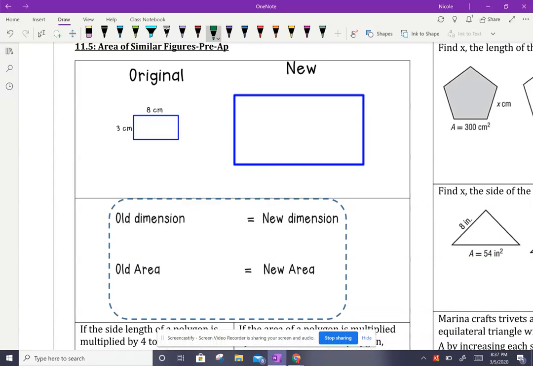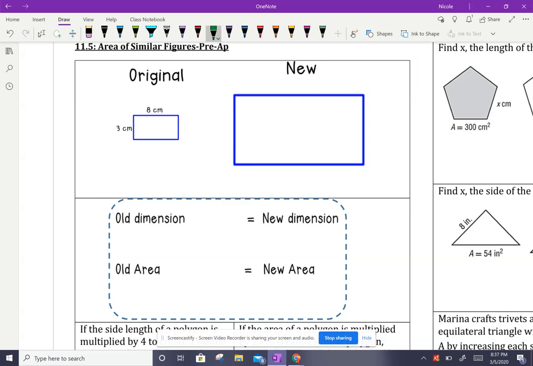Okay, so we are going to be talking about 11.5, which is area of similar figures. We're going to be able to use the area of one figure and use that information to find the area of a figure that is similar to it. When it's similar to, it's the same shape. It just might be smaller or larger, but it's the same proportions. So we did similar triangles back in, what was it, chapter 7? So we're going to do something kind of like that.